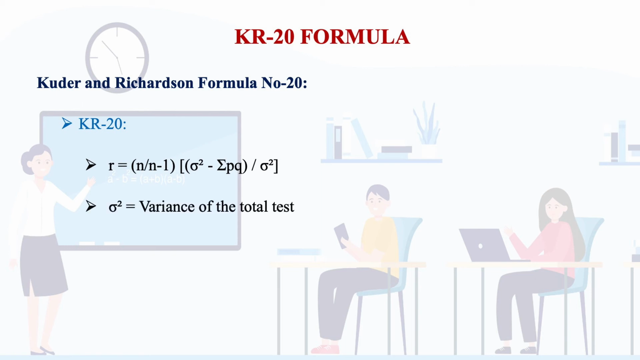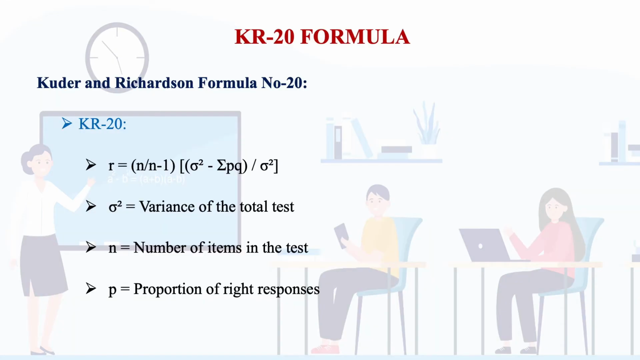So friends, the square of the standard deviation is called the variance. Because you have administered the test, you can find out the standard deviation of the test, since you have the set of scores. Then you have to square the standard deviation, so that will be the variance. Then minus the summation of PQ. What is P? P is the proportion of right responses and Q is the proportion of wrong responses, that is 1 minus P.